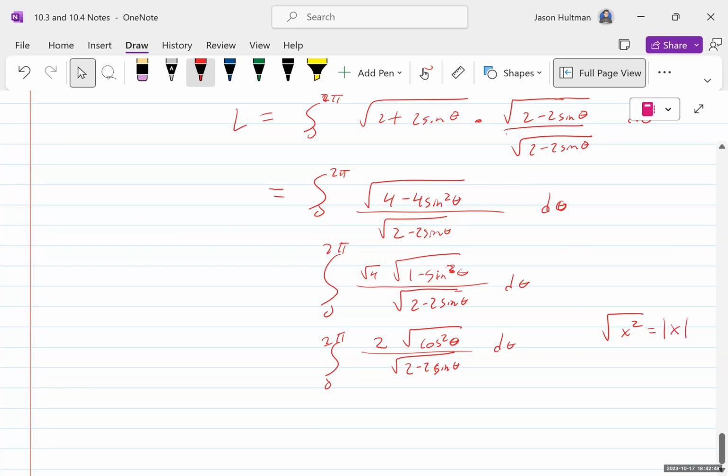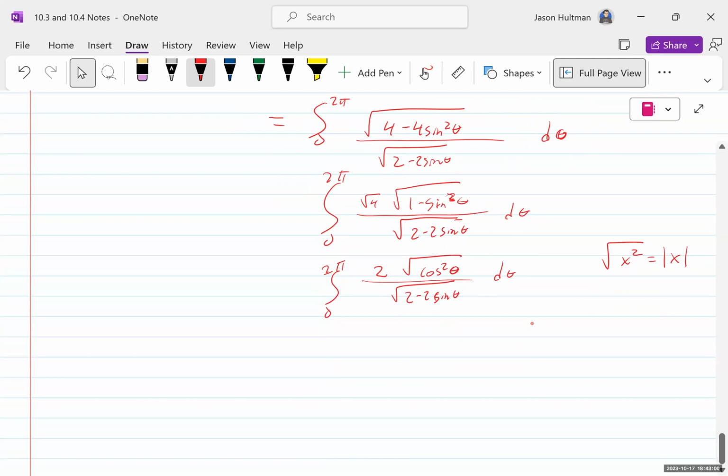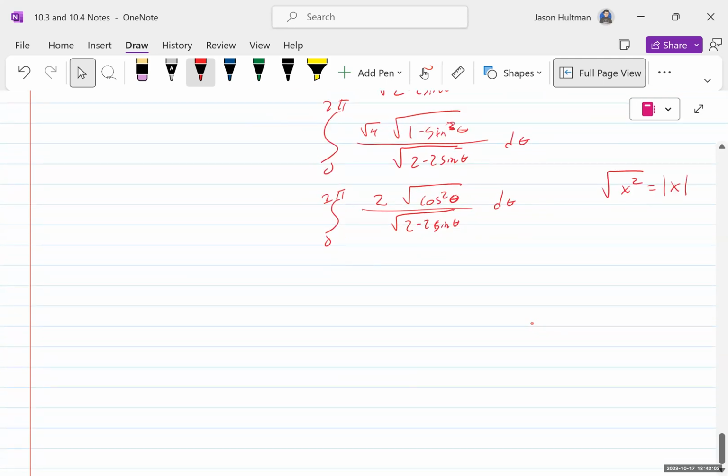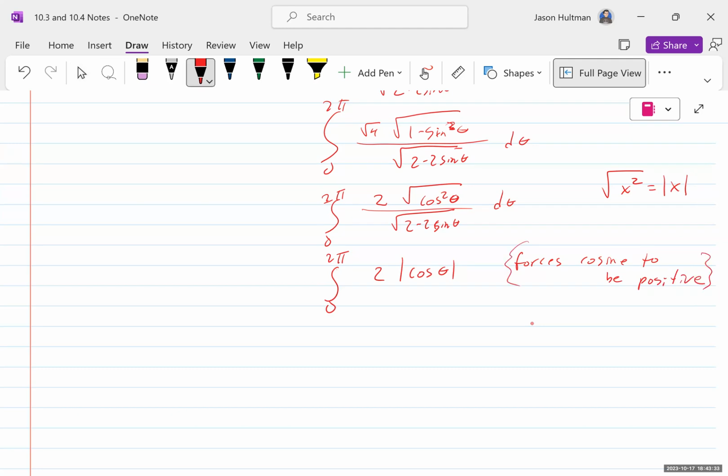And it's the same thing that I just did here. If I take the square root now, this is the absolute value of cosine of theta. So this is the absolute value. It's a very subtle difference, but it is a difference in that the cosine of theta now has to be all positive values. This forces cosine to be positive, and that's going to be important in a minute. So this is d theta, and this is the square root of 2 minus 2 sine theta.